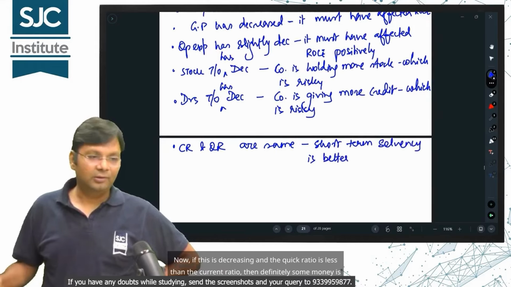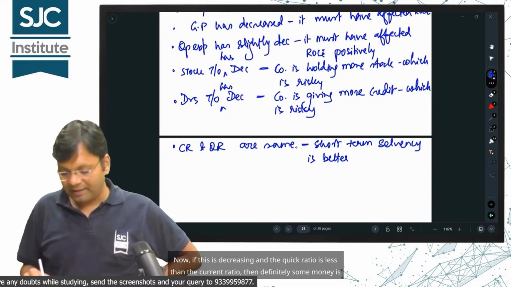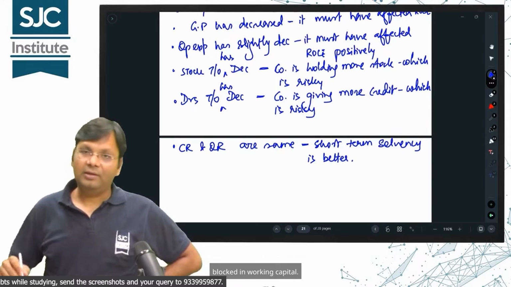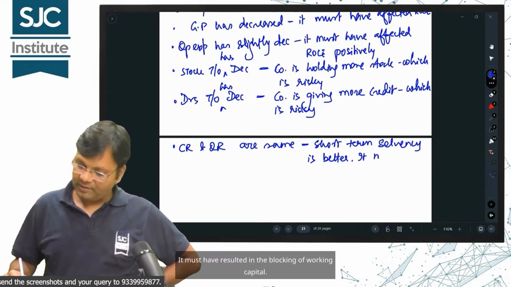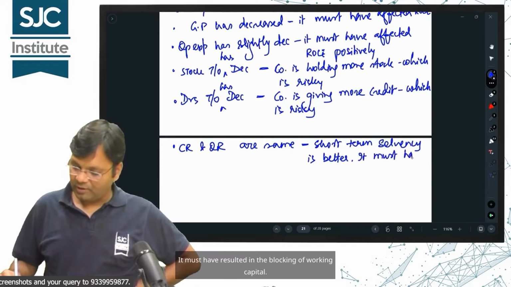Now, if this is decreasing and the quick ratio is less than the current ratio, then definitely some money is blocked in working capital. It must have resulted in the blocking of working capital. Sir, how did you come to know this? This is like a third eye. That's it.